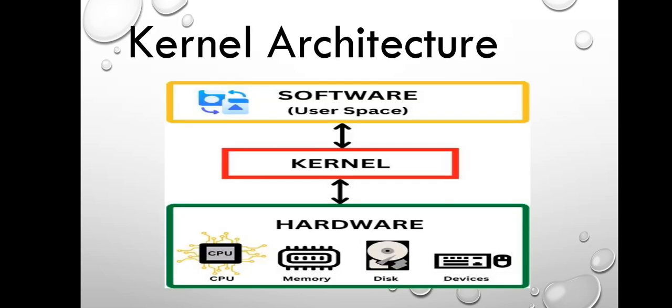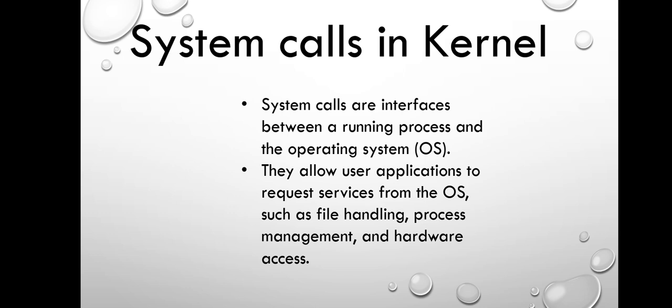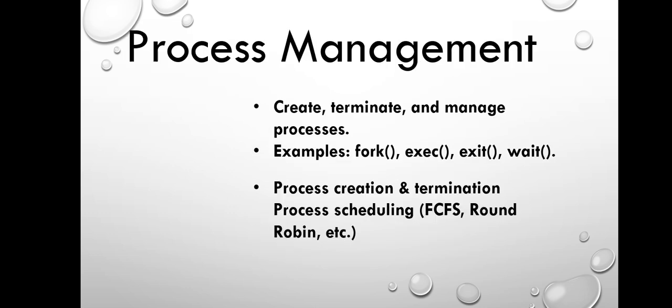Next we see kernel architecture. This consists of software and hardware. System calls in kernel. System calls are the interface between a running process and the operating system. They allow user applications to request services from the OS, such as file handling, process management and hardware access.